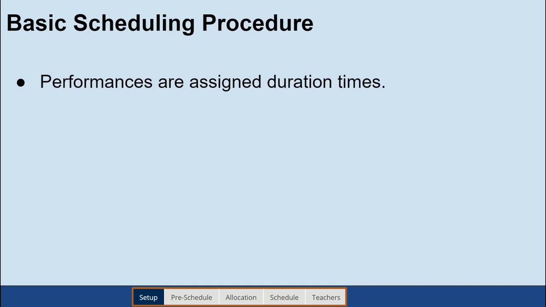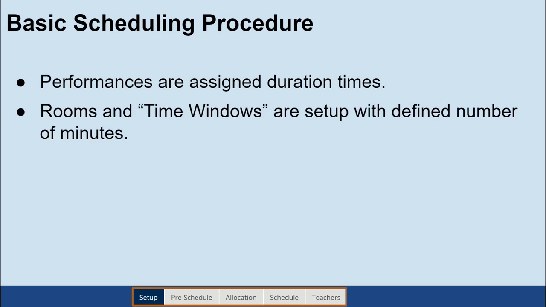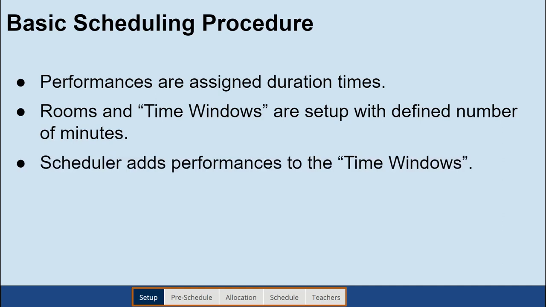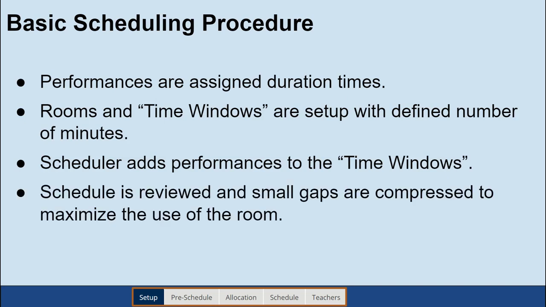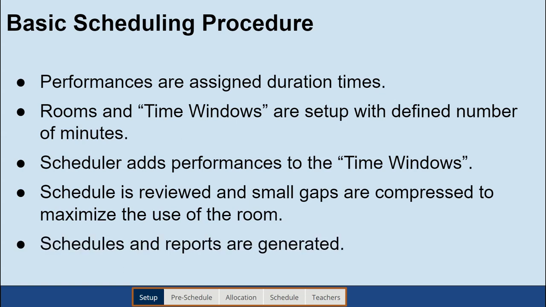Basic scheduling procedure: performances are assigned duration times. Rooms and time windows are set up with defined number of minutes. The scheduler adds performances to the time windows. The schedule is reviewed and small gaps are compressed to maximize the use of the room. And schedules and reports are generated.